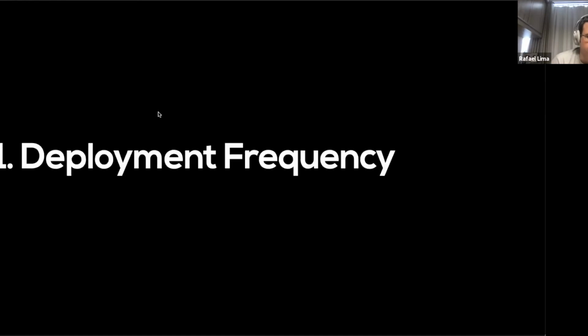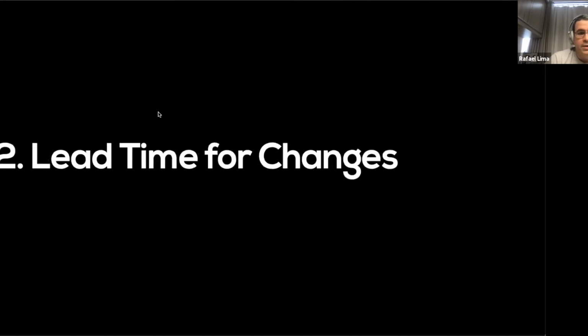So the first key metric is deployment frequency. How frequently you deploy to production. Right? The second is lead time for change. Right? In this case, he calls it delivery lead time. It's not lead time from idea to production. It's from commit to production.